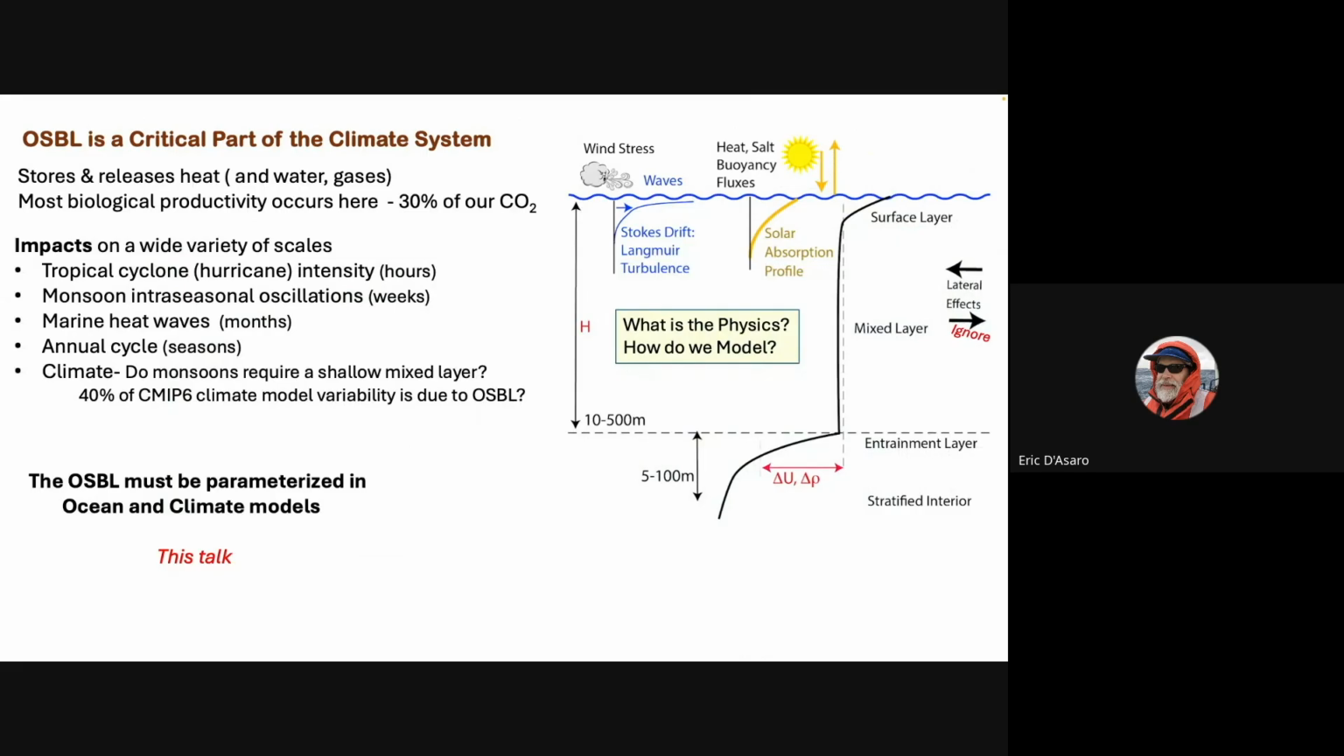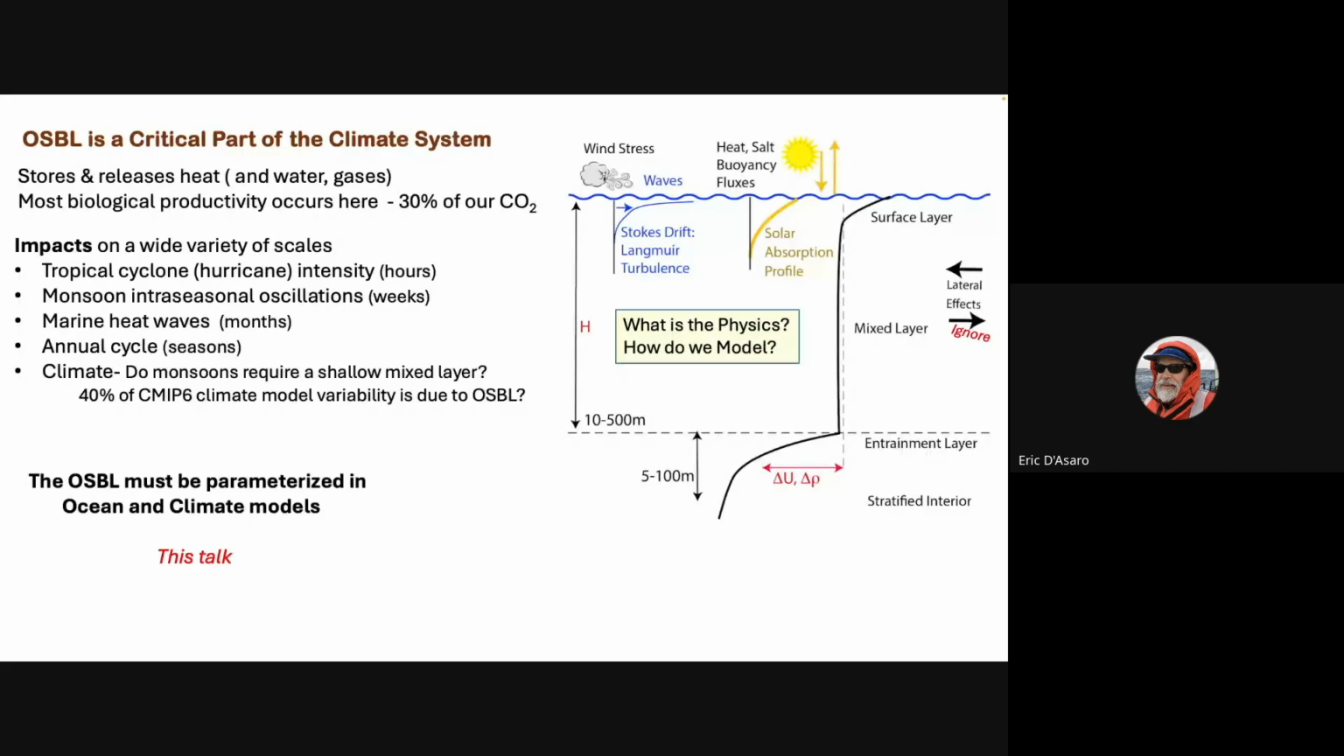This surface layer is a really critical part of the climate system. It obviously stores and releases heat and other things, like I showed in the last slide. Most of the biological productivity in the ocean occurs here, and about 30% of the CO2 that we've put into the atmosphere ends up in the ocean. The way it gets to the ocean is through the upper ocean boundary layer. It has impacts on a wide range of scales. The intensity of tropical cyclones, hurricanes depends quite a lot on that layer. Monsoon oscillations, in other words, whether it's going to rain next week here, depend quite a lot on that. Marine heat waves, obviously the annual cycle.